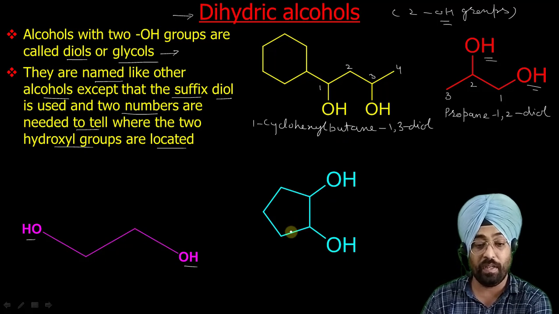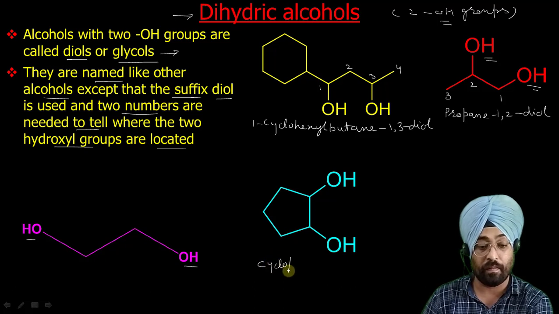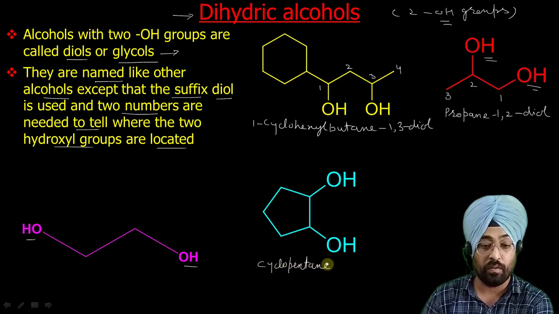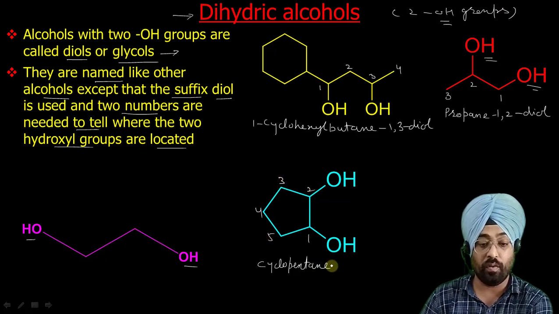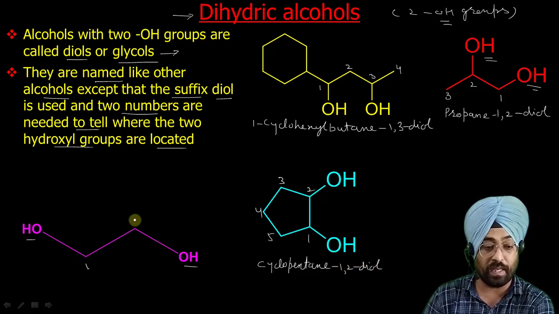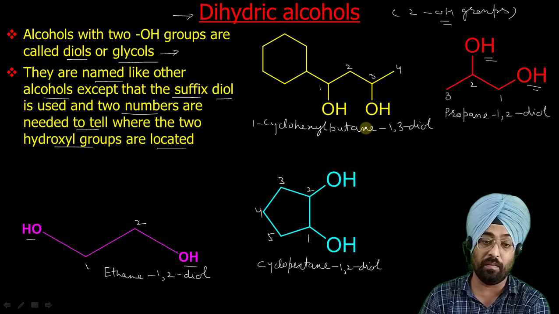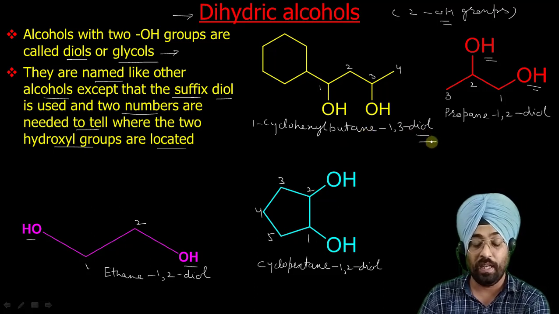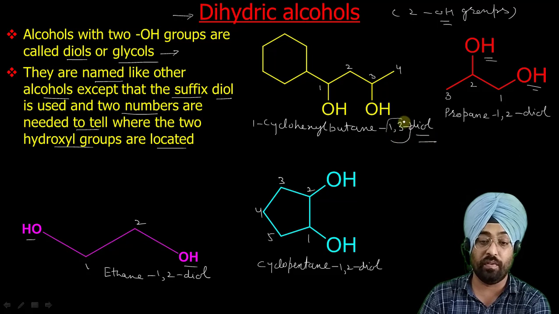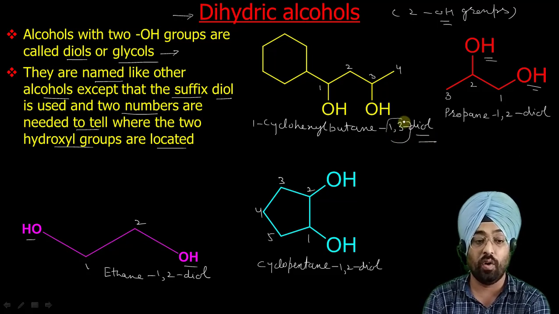Now for this one, it is a cyclopentane. Numbering you can start from any carbon, 1 2 3 4 5, 1,2-diol. So it is cyclopentane-1,2-diol. And this one has one carbon, second carbon, so it is ethane-1,2-diol. So these are the IUPAC names of these dihydric alcohols. The rules are the same, but now we have to use diol, and we have to indicate the position of the OH groups by specifying their locant positions.